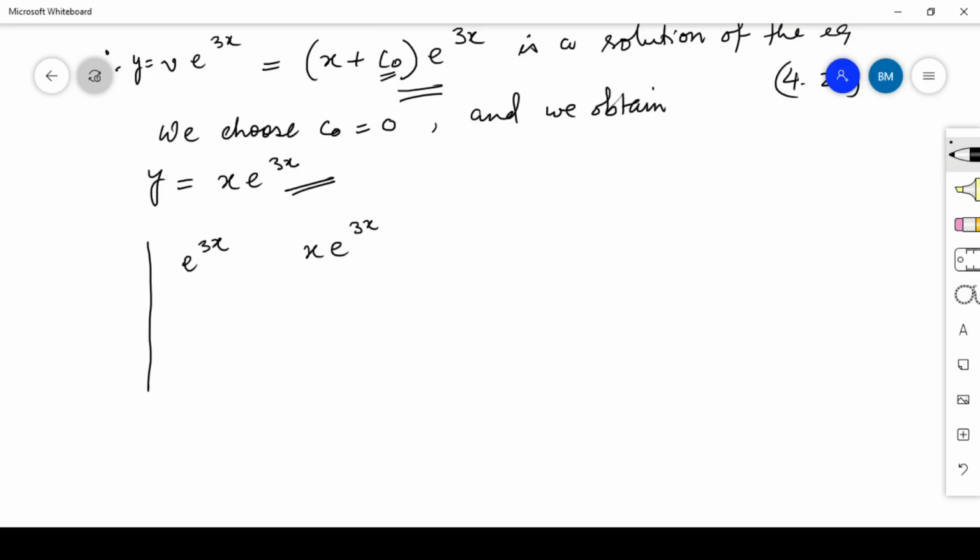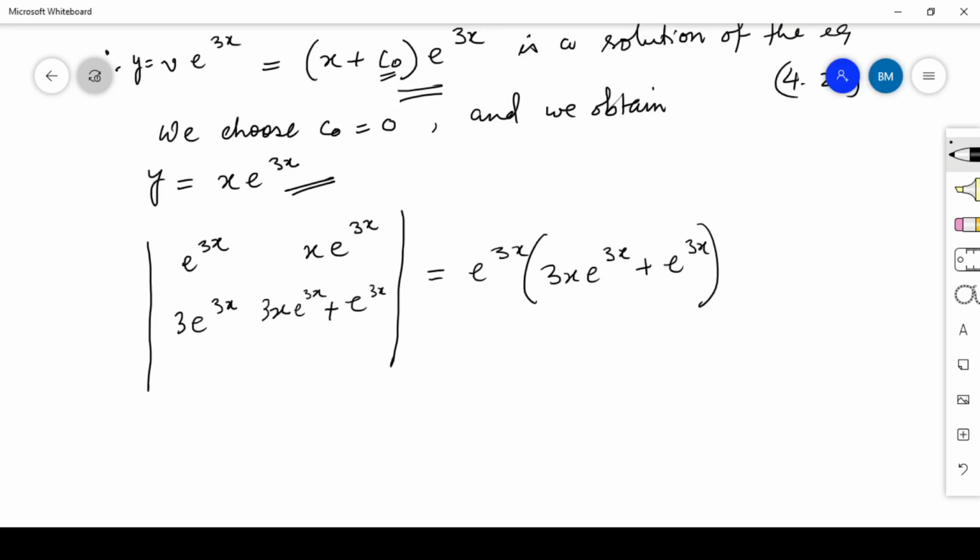Now find the Wronskian. Differentiate e to the power 3x, then you will get 3 e to the power 3x. Then differentiate x e to the power 3x, and I will get 3x e to the power 3x plus e to the power 3x. So if I find its value, it is e to the power 3x multiplied by 3x e to the power 3x plus e to the power 3x, minus 3 e to the power 3x into x e to the power 3x.